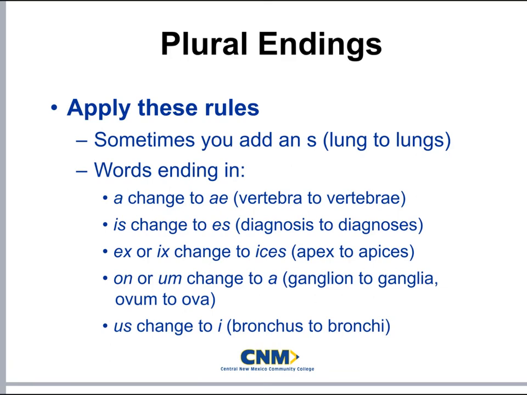Plural endings, try to remember these rules. Sometimes you add an S, so lung to lungs makes it plural. Words ending in A, you change to AE. So vertebra, one, to vertebrae, multiple. IS, you can change to ES. So diagnosis is one, diagnoses is plural. EX or IX, you change to ICES. So apex is one, apices is plural. ON or UM, you can change to an A to make it plural. So ganglion is singular, ganglia is plural. And US, you change to I, so bronchus is one and bronchi is plural.